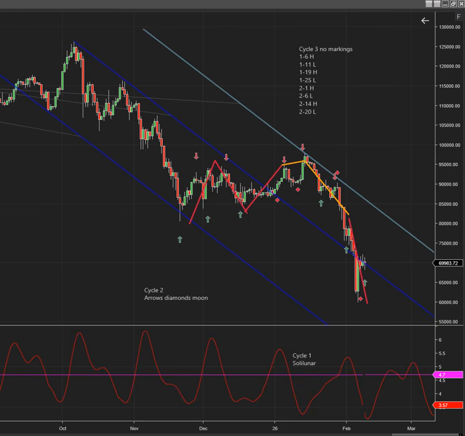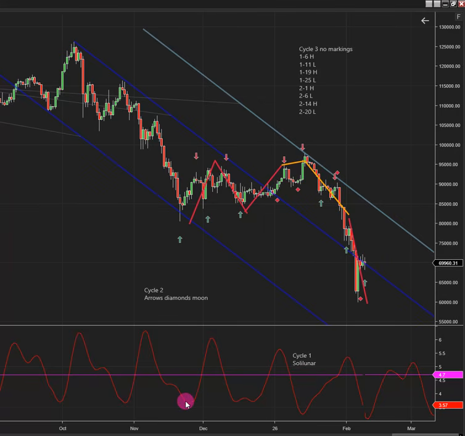All right, let's take a look at where Bitcoin is at right now. I am looking at this daily bar chart. Now, at the bottom of the screen, you see my cycle 1 solilunar cycle, which is plotted as an oscillator with the low, high sequence.